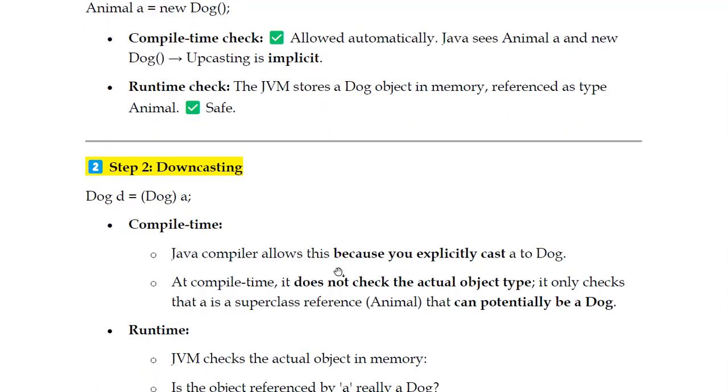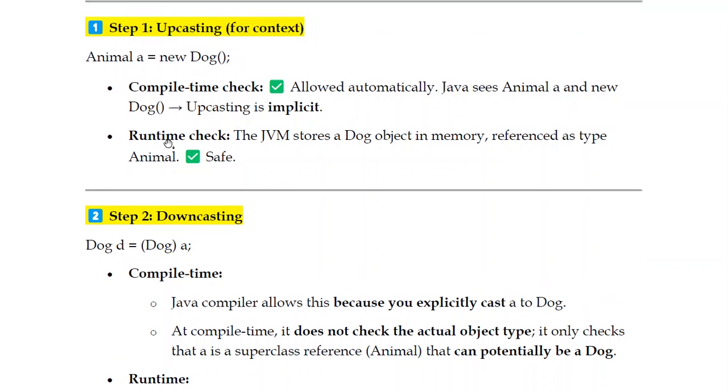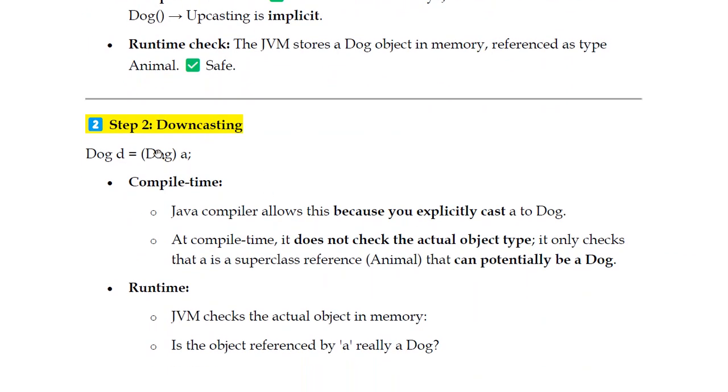Downcasting: during compilation, it allows this because you explicitly cast a to Dog. Internally, the parent class reference stores the child class object. Here we explicitly cast, and it is allowed because a is a parent class reference that is now converted into the child class. Important: at compile time, it does not check the actual object type. It only checks that a is a superclass reference.